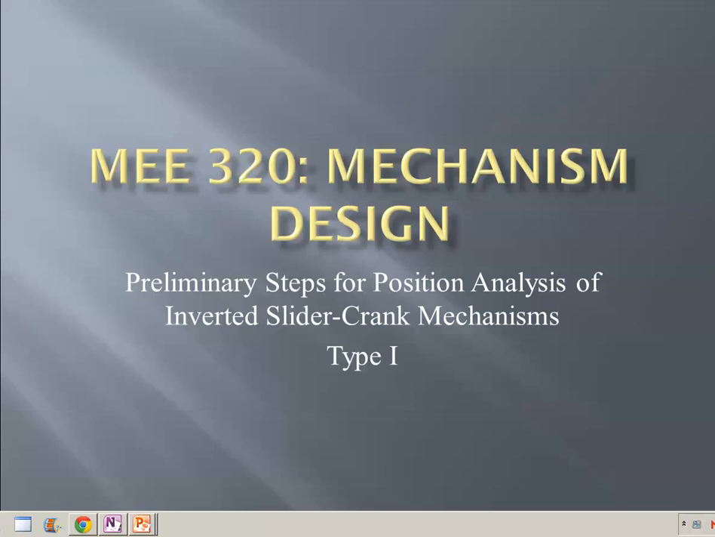In this video, we are going to talk about the preliminary steps that are needed for the position analysis of inverted slider crank mechanism type 1. Basically, we wanted to know what are the parameters we should introduce and what is the role that they play in describing the position and orientation of the links of the inverted slider crank mechanism.